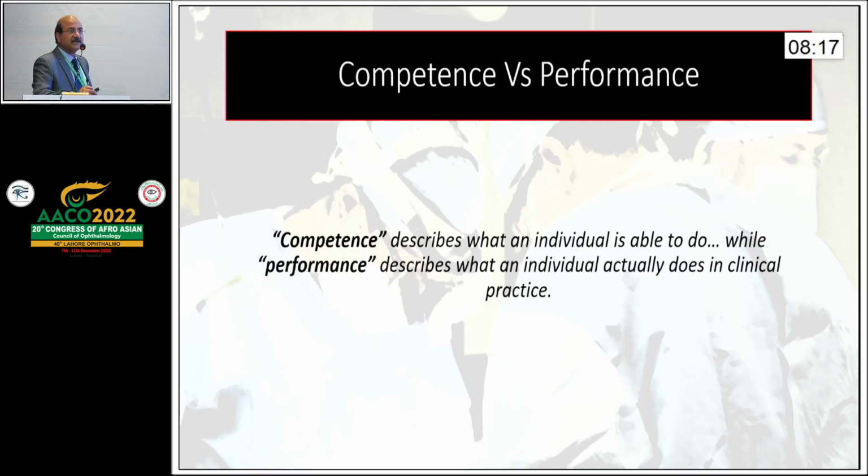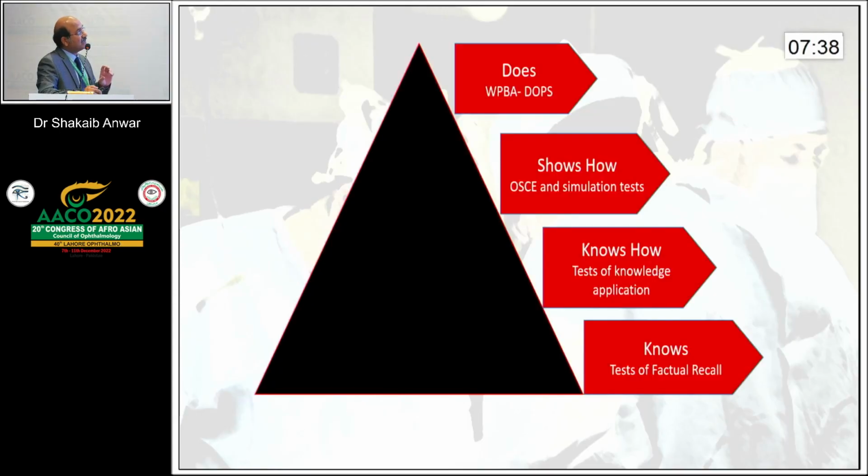When we are talking about assessment, there are two terms which are used interchangeably, that is competence and performance. So once we are going to judge a person's performance in real life, a practitioner in his or her clinic, competence describes what an individual is able to do, the knowledge about the procedure, but performance describes what an individual actually does. So performance-based clinical analysis, or workplace-based assessments, are important, and we see them when we see Miller's pyramid.